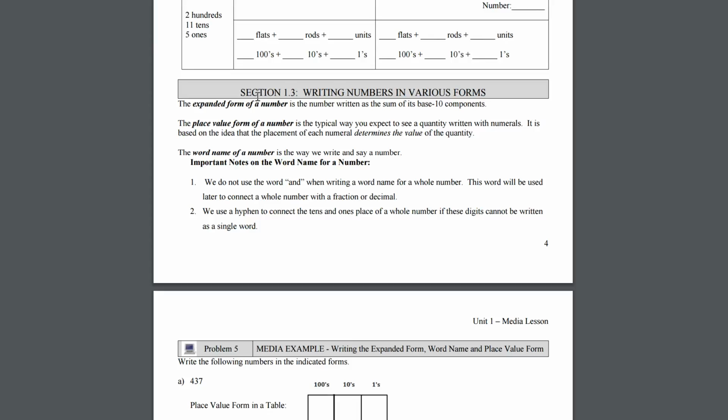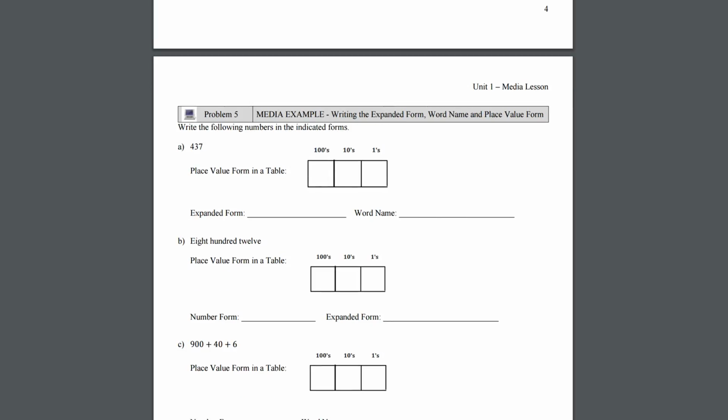Typically, you'll find that students have a misunderstanding of mathematical language, so half the time you're talking, they don't really know what you're talking about. So we want to make sure they understand the words and how to write these things. So we have expanded form, place value form, and word name. Let's just look at these.